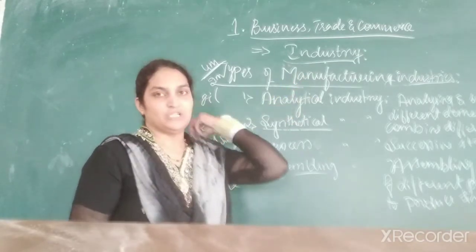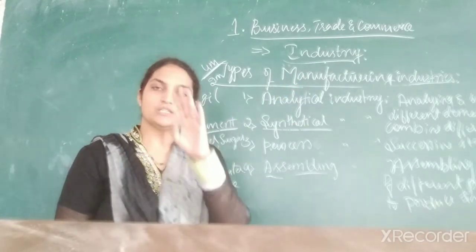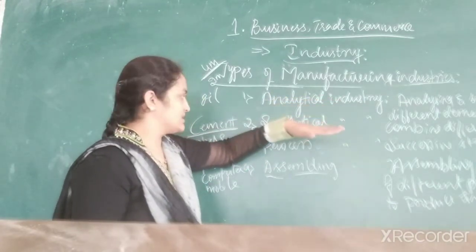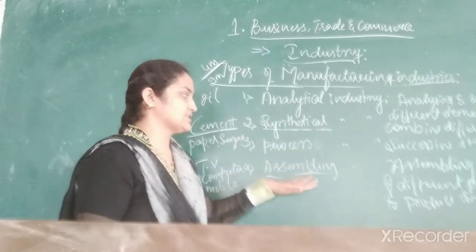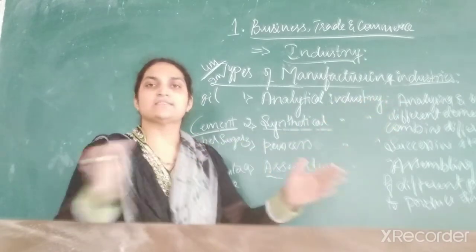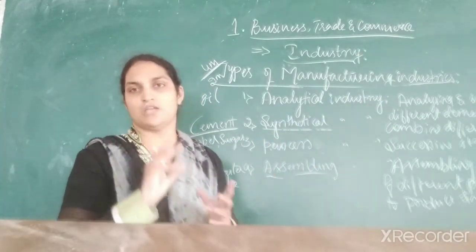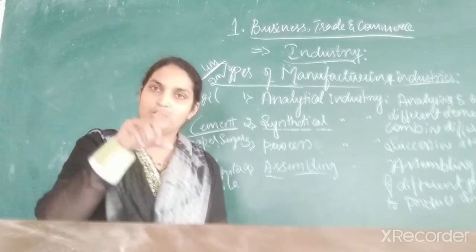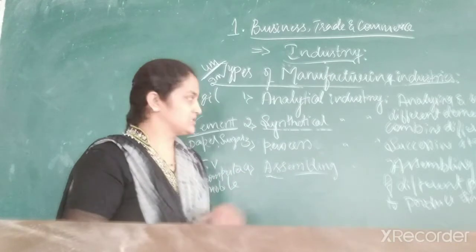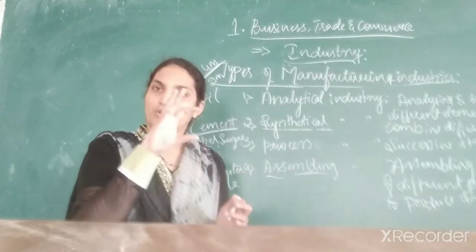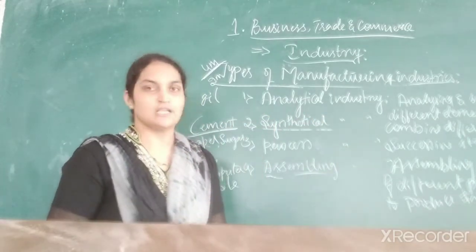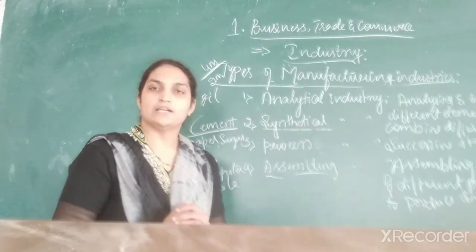Types of manufacturing industries. Manufacturing industries have been categorized into 4 ways: analytical industries, synthetical industries, processing industries and assembly industries. Analytical industries means analysis and separation of different elements from the same raw material. From a single raw material you separate different materials, that is called analytical industries. Synthetical industries: in order to produce one finished good, you combine different ingredients.